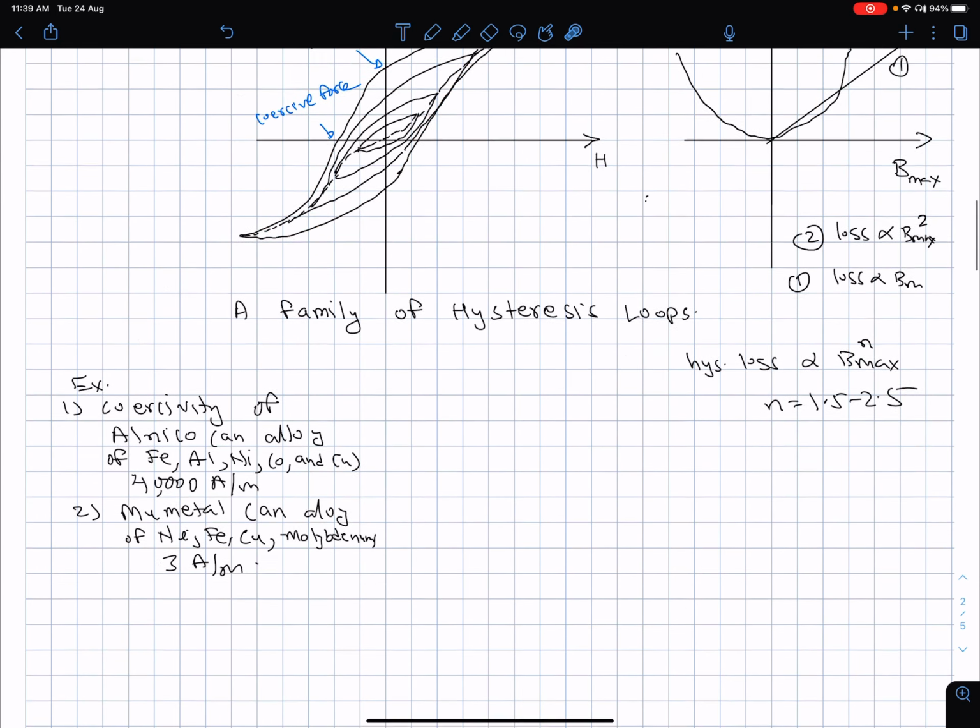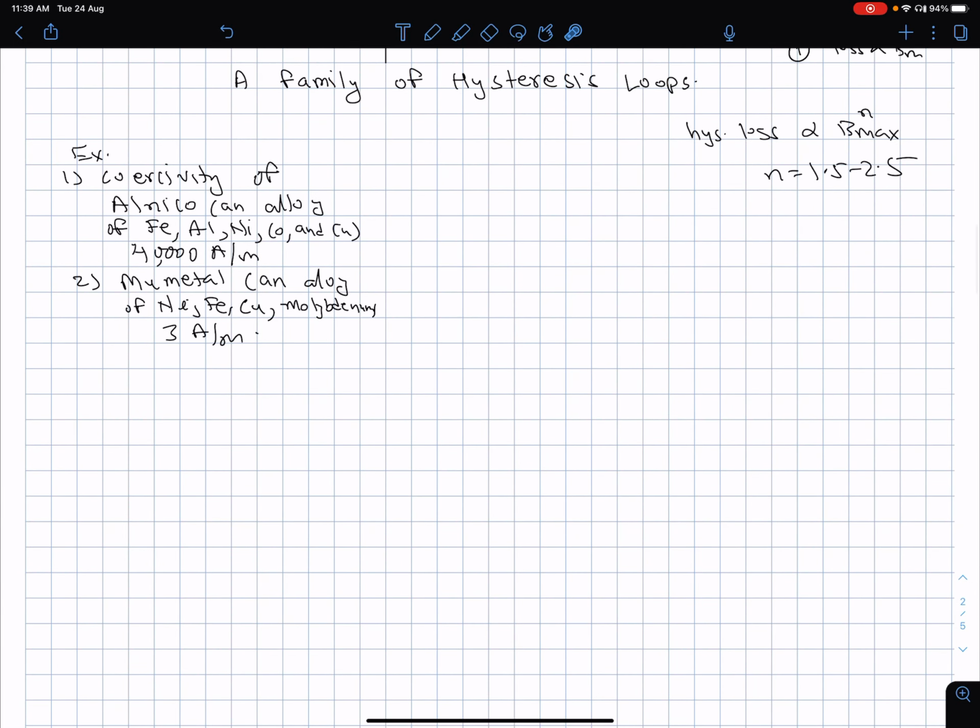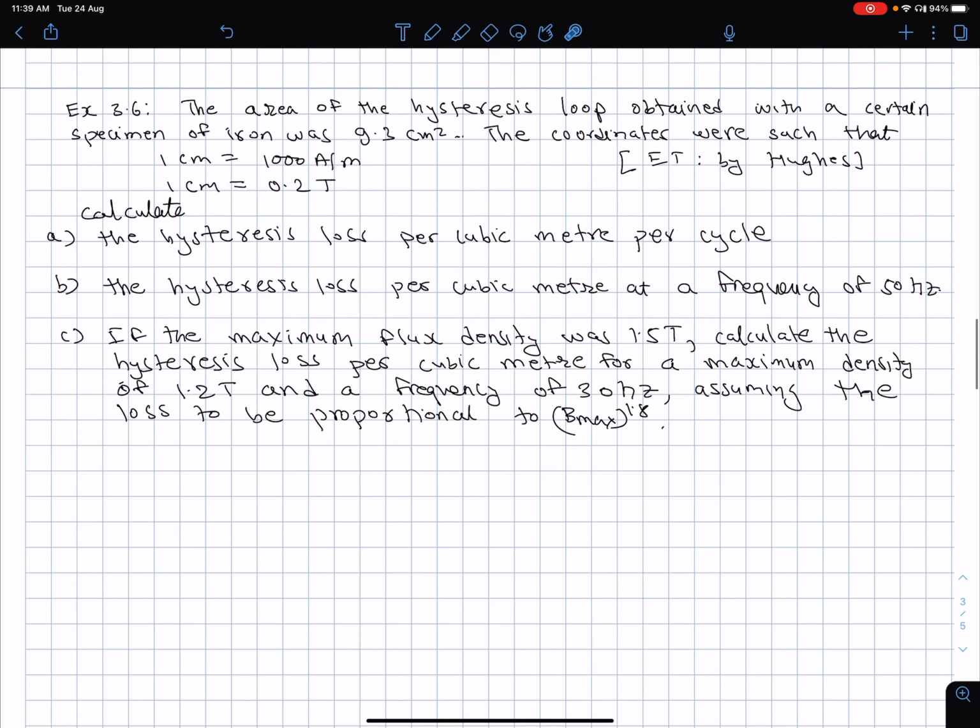So one cycle in the AC would have been traced. That's why per cycle. And then the next is calculate the hysteresis loss per meter at a frequency of 50 hertz. If it is 50 times in 1 second, whatever number has come in A will have to be multiplied by 50. And if the maximum flux density was 1.5 Tesla, whatever is given here, this area corresponds to Bmax of 1.5 Tesla.